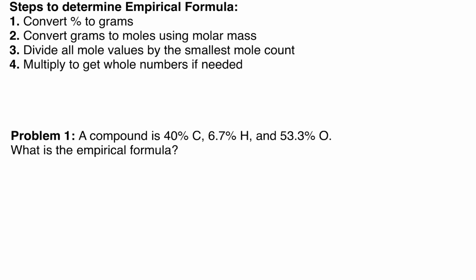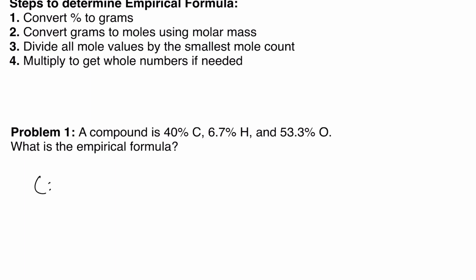So here, we're going to assume 100 grams of the sample. So a compound is 40% carbon, 6.7% hydrogen, and 53.3% oxygen. What is the empirical formula? Well, for the carbon, we're going to go 40 divided by its molar mass, which is 12.01, which is going to be equal to 3.33 moles.